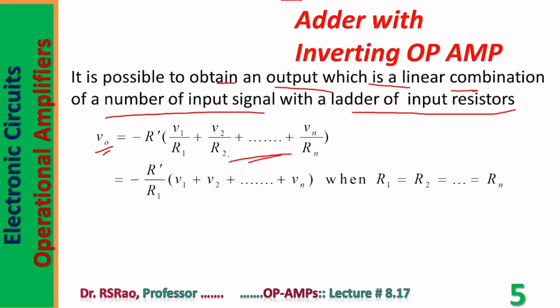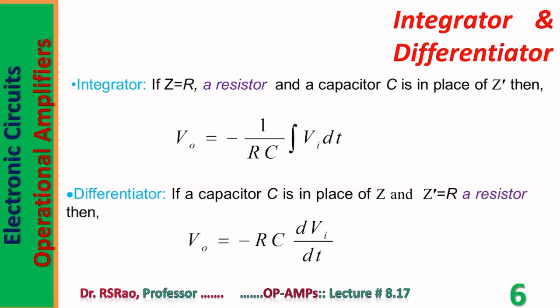When R1 equals R2 equals R3 equals Rn, then the output voltage becomes equal to minus R prime by R1 times (V1 plus V2 plus etc. plus Vn). So the output is the added inputs of the circuit. Of course, when we choose R prime by R1 as 1, V0 is simply the addition of the inputs to the circuit. Op amp can also perform integration and differentiation.